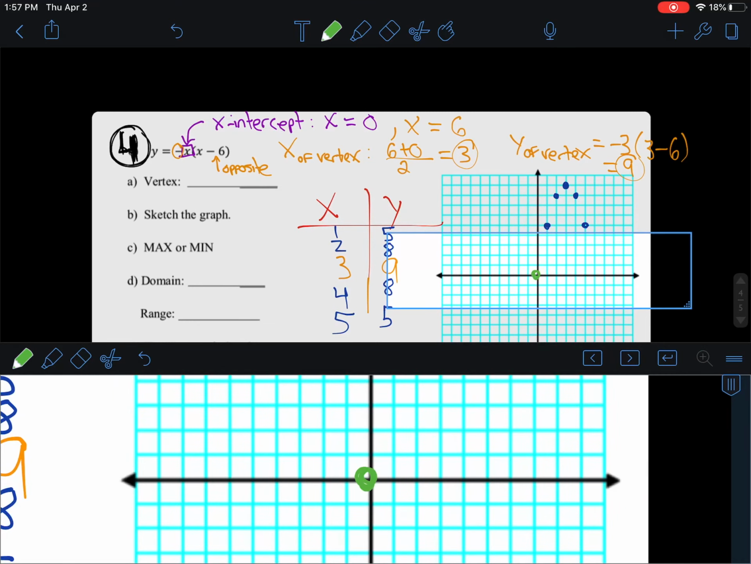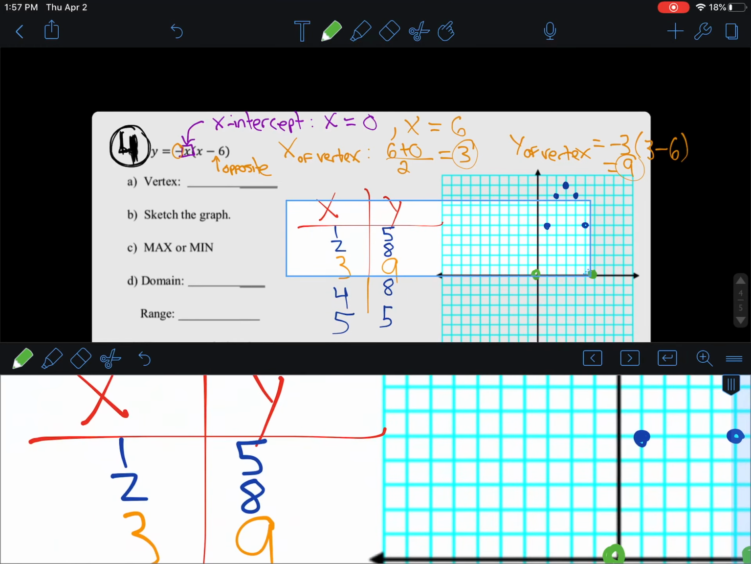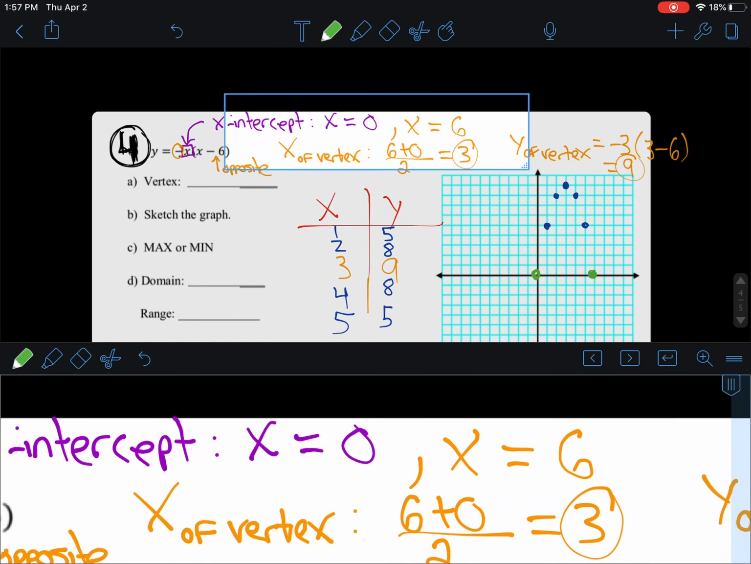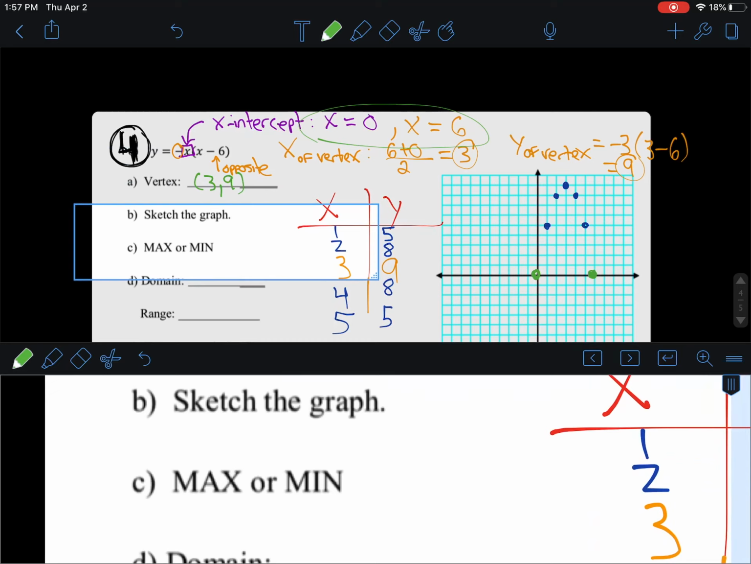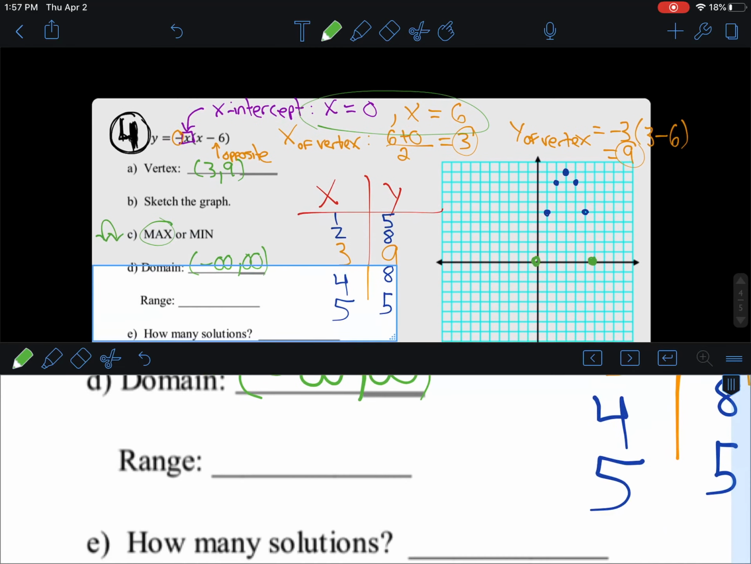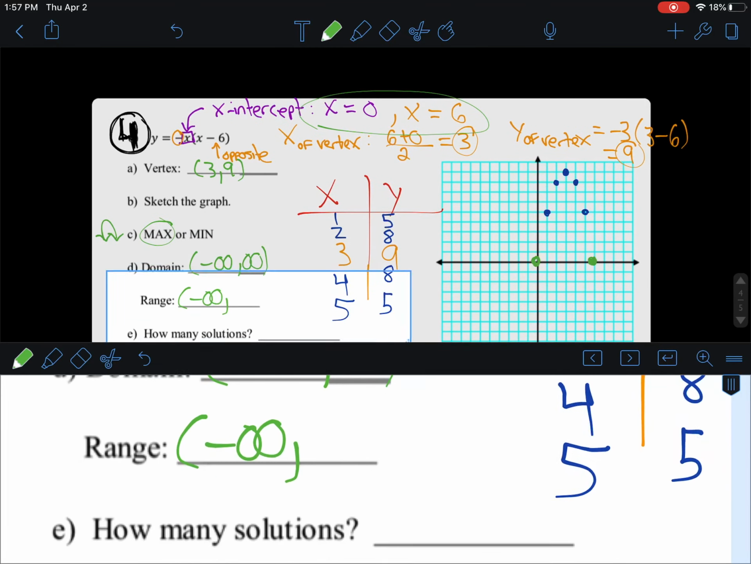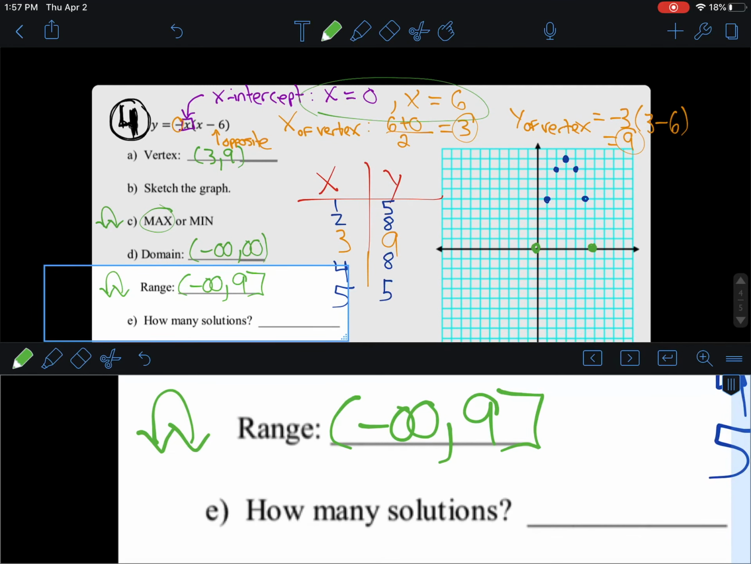So my x-intercept is 0. My other x-intercept is going to be 6. So again, you can plot those x-intercepts if you want to as well, because we know what they are. But anyways, my vertex here, what's my highest point, would be 3, 9. It's opening down, so this is going to be a max. The domain is negative infinity to positive infinity. In this case, the range is going to be negative infinity to my top y, which is going to be 9. Again, it's opening down, so negative infinity to top y.